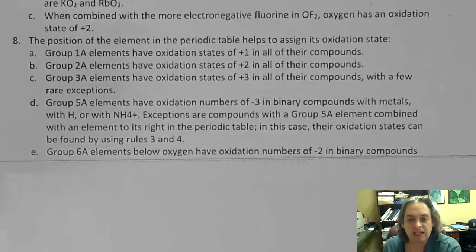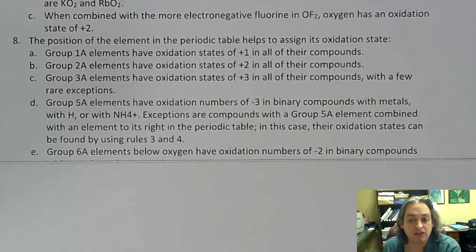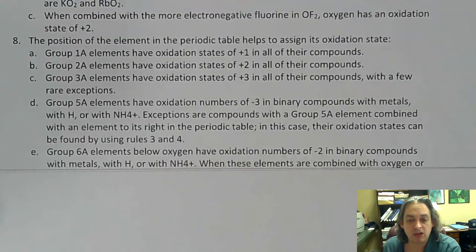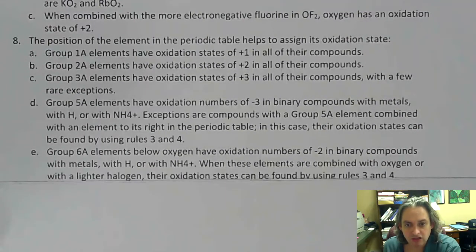Group 6A elements below oxygen have oxidation state numbers of -2 in binary compounds, with metals, with hydrogen, or with the ammonium ion. When these elements are combined with oxygen or with a lighter halogen, their oxidation states can be found by using rules 3 or 4.